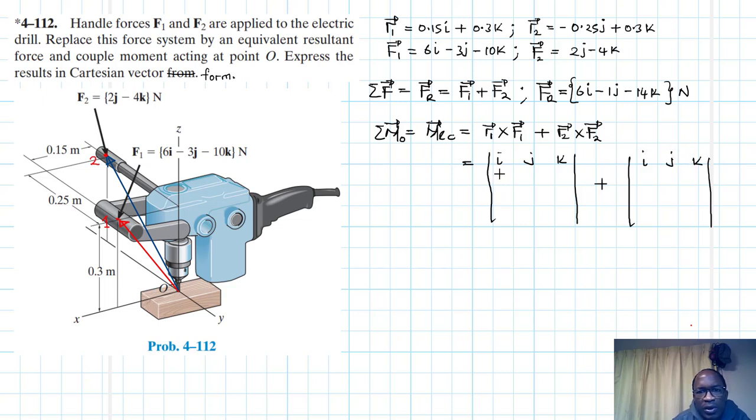What is R1? We already found what R1 is. It's 0.15, j is 0, and then 0.3. And what is our force? Our force is 6, minus 3, minus 10. The other side, R2 is 0 here, then minus 0.25, and then 0.3. The force is 0 here, then a 2, then a minus 4.